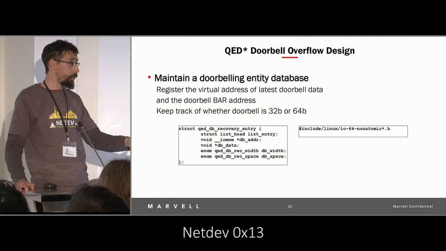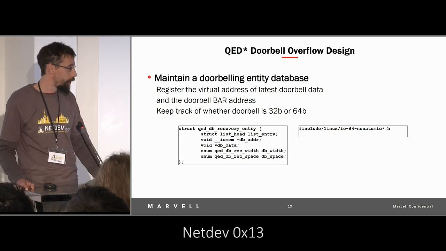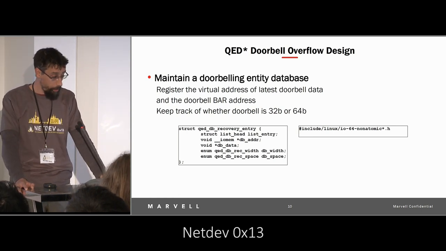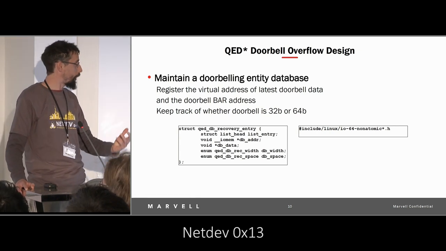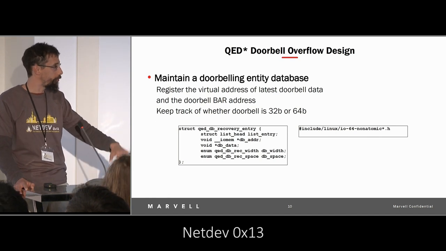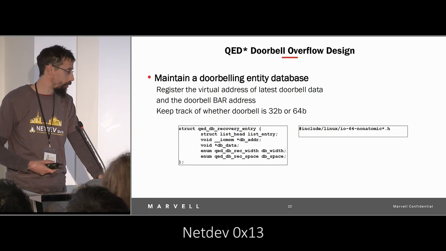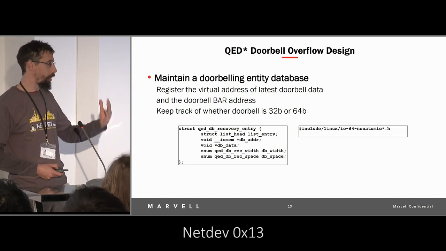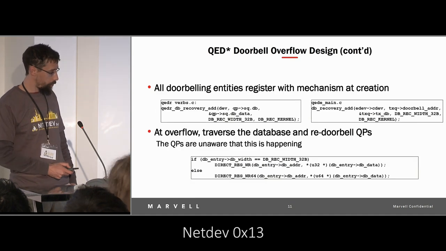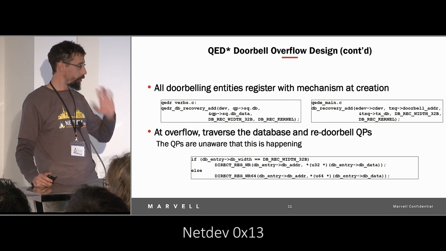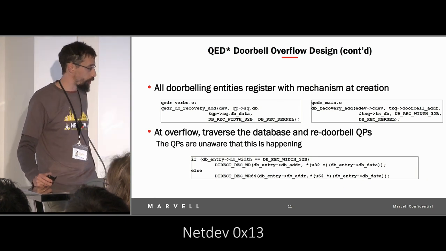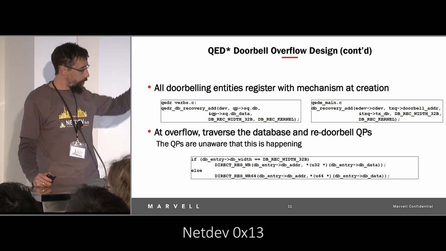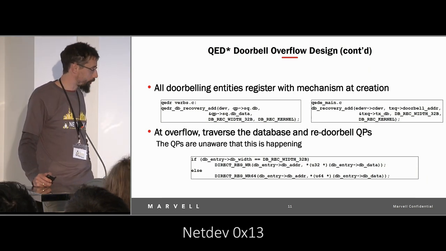Although some of that is done in software, right? Let me describe it in a little more detail. Sure. Our own solution is that we maintain a database of all the doorbelling entities that we've got, regardless of whether they are for fast path or slow path, for RDMA or even for storage. We register them all at setup and keep track of them. Whether we are in RDMA or L2 or even in the storage subsystems, since we also have storage drivers on this device, we just register the area on the host which keeps the doorbell state.